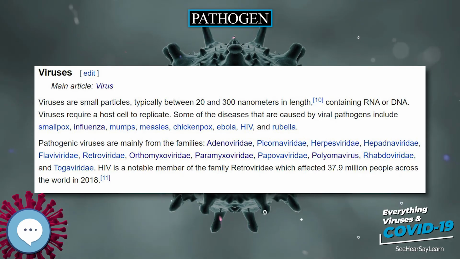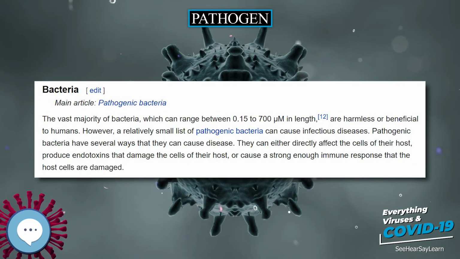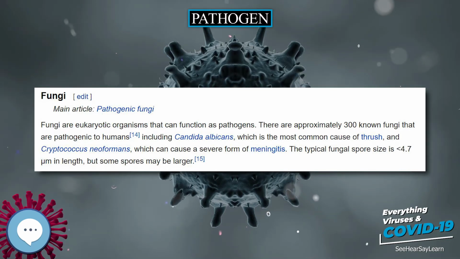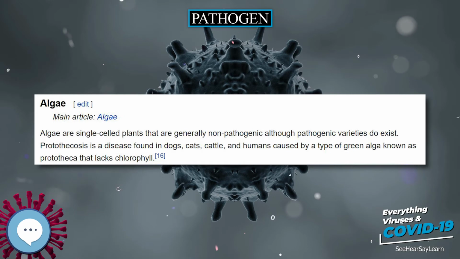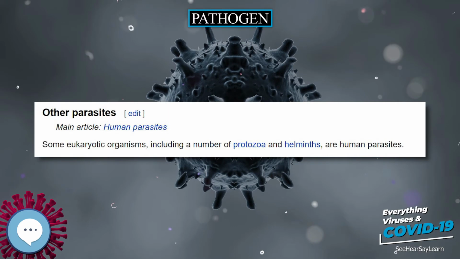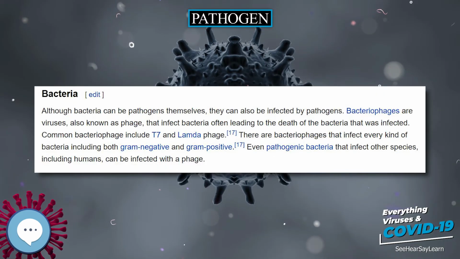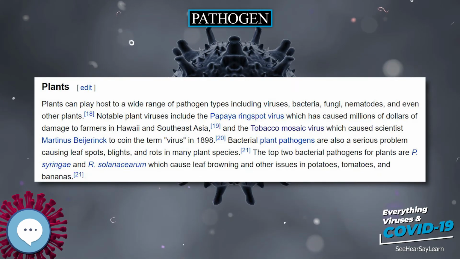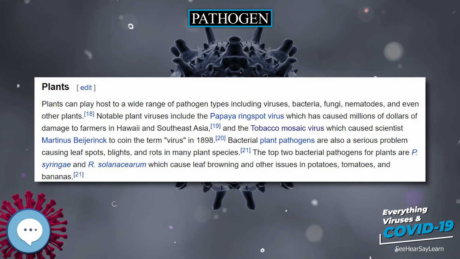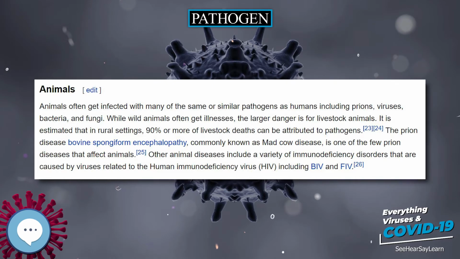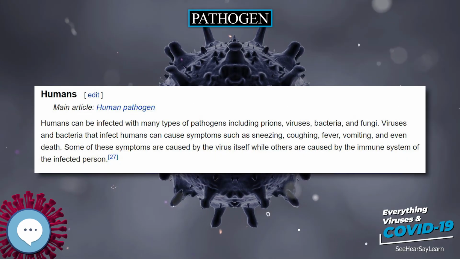Animals. Animals often get infected with many of the same or similar pathogens as humans, including prions, viruses, bacteria, and fungi. While wild animals often get illnesses, the larger danger is for livestock animals. It is estimated that in rural settings, 90% or more of livestock deaths can be attributed to pathogens. The prion disease, bovine spongiform encephalopathy, commonly known as mad cow disease, is one of the few prion diseases that affect animals. Other animal diseases include a variety of immunodeficiency disorders that are caused by viruses related to the human immunodeficiency virus, HIV, including BIV.